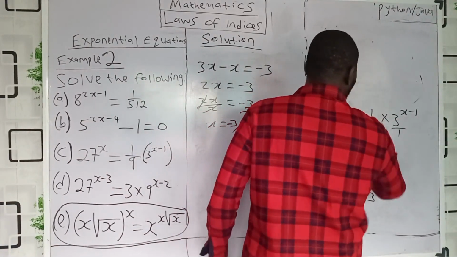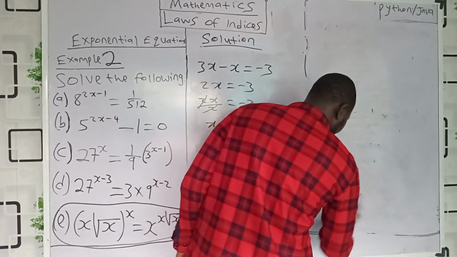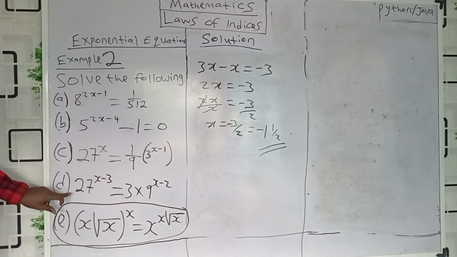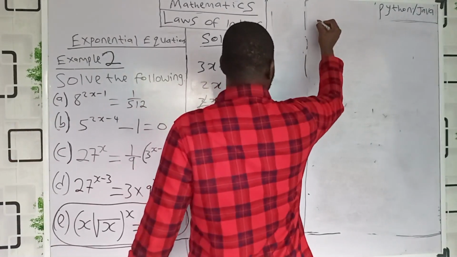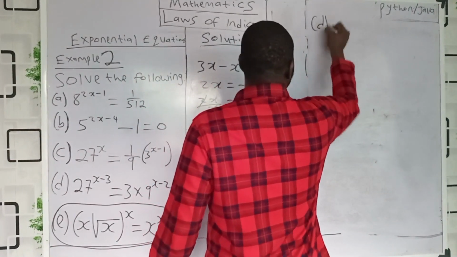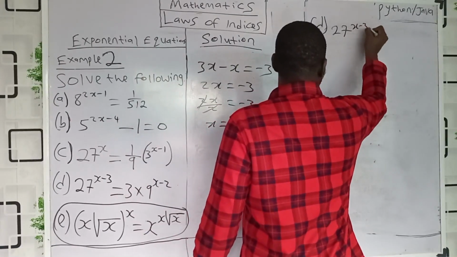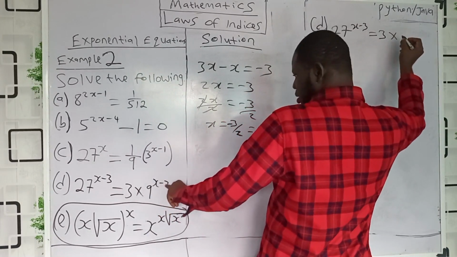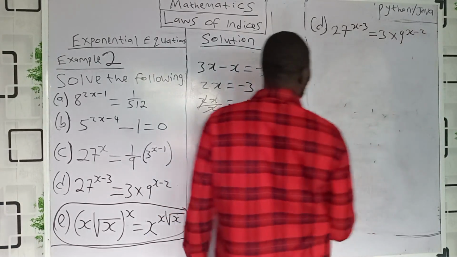Now we can move to the last one that we have for today. Then you can do the E part. Okay, let's go, everyone. D, we have what? 27 raised to power x minus 3 equal to what? 3 times 9 raised to power x minus 2. What do we have? Let's go.